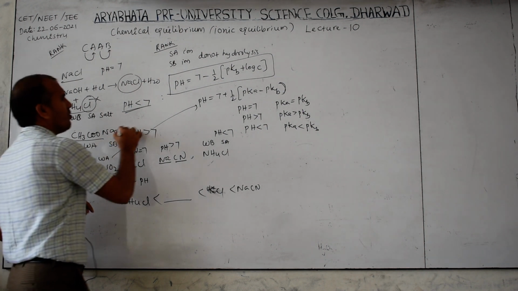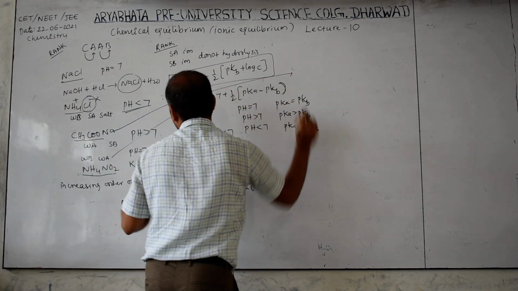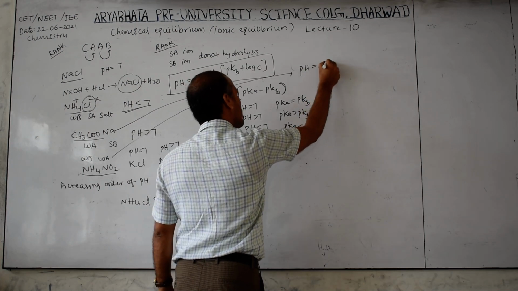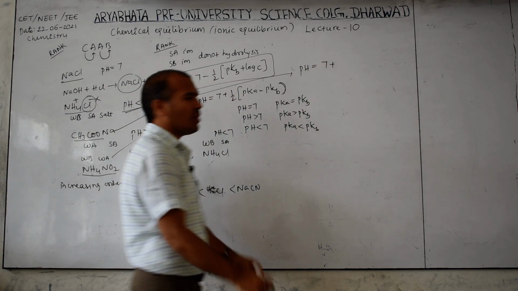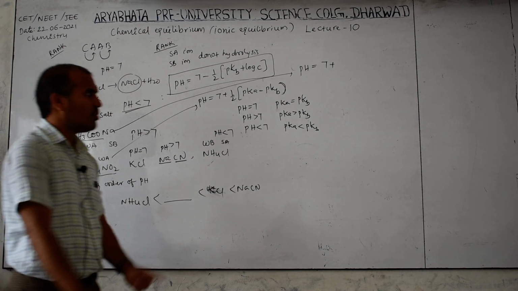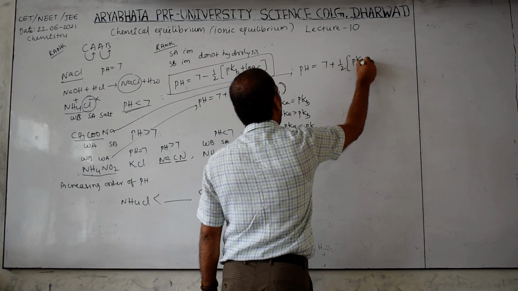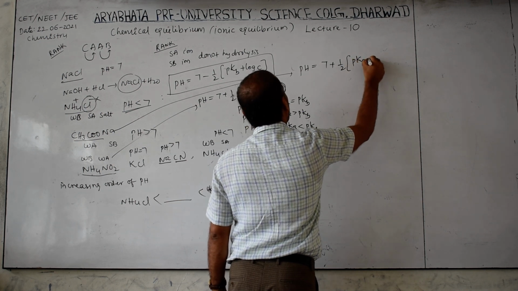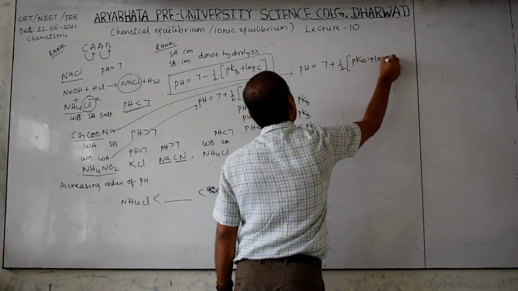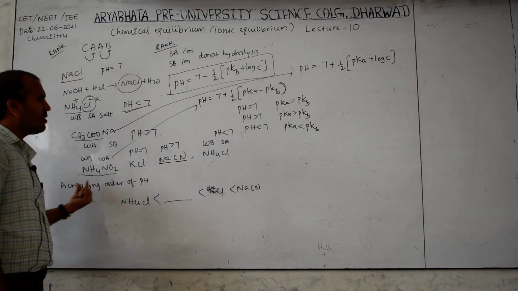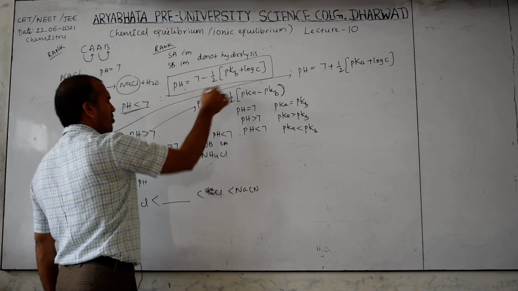For this the pH is greater than 7, so pH = 7 plus, because something should be added, half of pKa plus log C. This is the formula. And the weak acid weak base formula I already gave. These three formulas we have to remember.